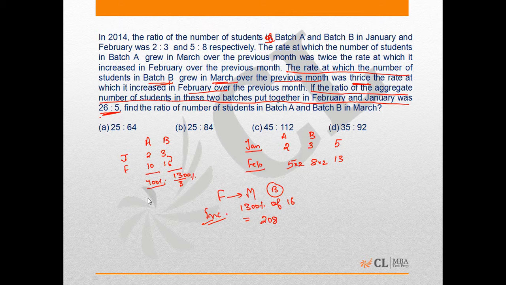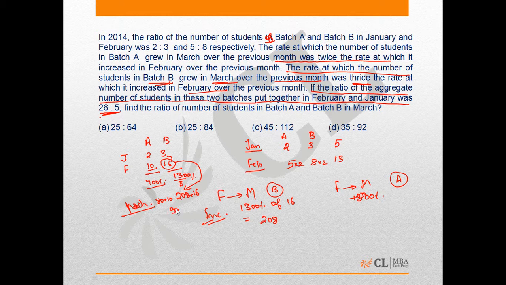Clear? So in March the number of students from 16 will increment to 208 plus 16. Similarly, what is the growth here? 400%. So if I talk about February to March for batch A, the growth should be double, which is 800%. I repeat, if you read this line, twice the rate, right? So 800% of 10 is an increment of 80 on 10.